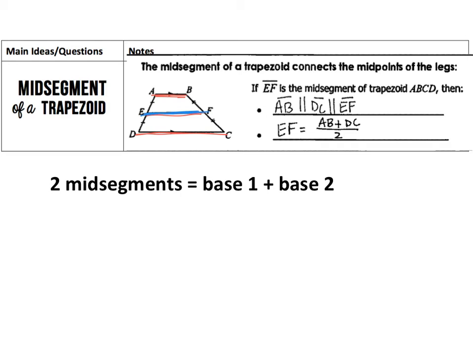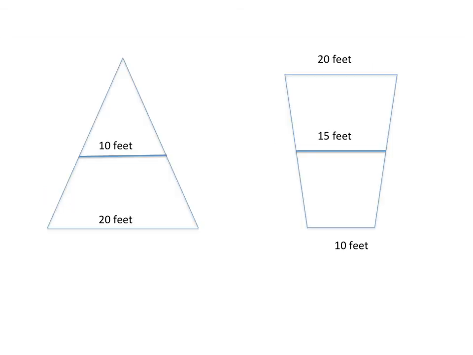So here it says if EF is a mid-segment, then we have parallel lines. We have the 3 parallel lines. And now it's saying that the mid-segment is equal to the sum of the bases divided by 2. Well, what we can say is we need 2 of the mid-segments to equal the first base plus the second base. This may sound slightly familiar to you. Let's see how familiar it does sound.